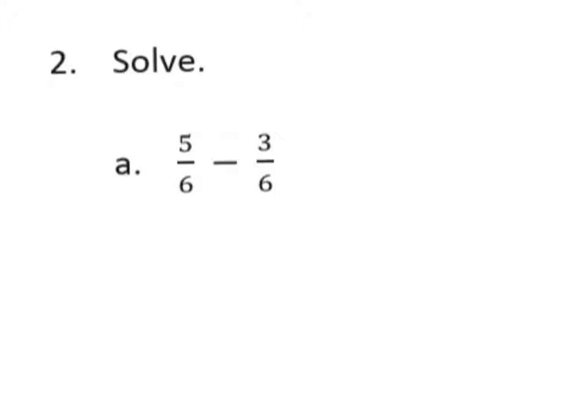Let's look at number 2a on our problem set. We have 5/6 minus 3/6. The first step is to subtract the numerators. 5 minus 3 is equal to 2. The denominator doesn't change, so my answer is 2/6.